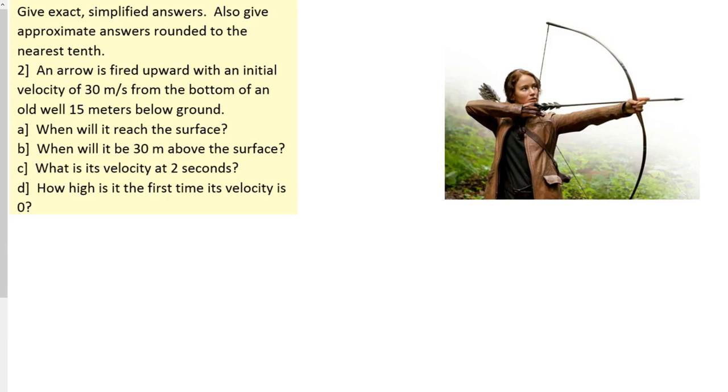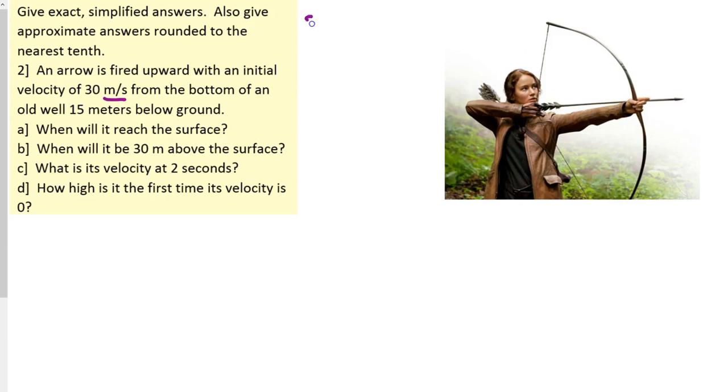Okay, an arrow is fired upward with an initial velocity of 30 meters per second from the bottom of an old well 15 meters below the ground. When will it reach the surface? When will it be 30 meters above the surface? What is its velocity at 2 seconds? And how high is it the first time its velocity is 0? So notice that we're working in meters this time.